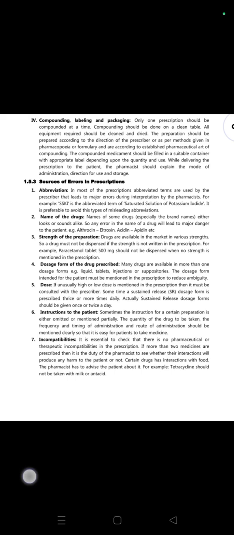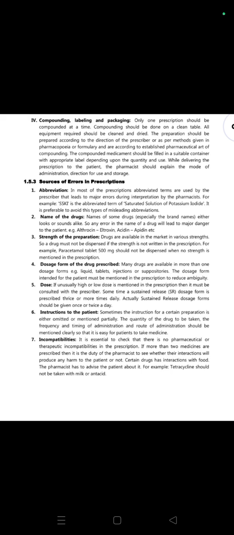Then sources of errors in prescription: abbreviation, name of the drug, strength of preparation, dosage form of the drug prescribed, dose, instructions to the patient, and incompatibilities. The first one, abbreviation. In most prescriptions, abbreviated terms are used by the prescriber that lead to major errors during interpretation by the pharmacist.